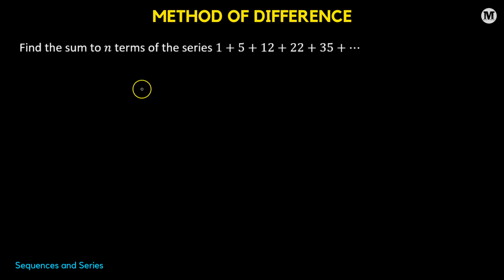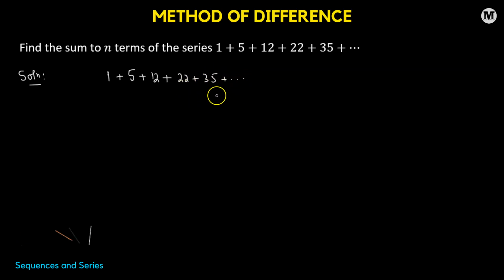Find the sum to n terms of the following series. Let us begin. So here we have a series, first term being 1, followed by 5, then we have 12, next we have 22, then we have 35, and the rest of the terms.